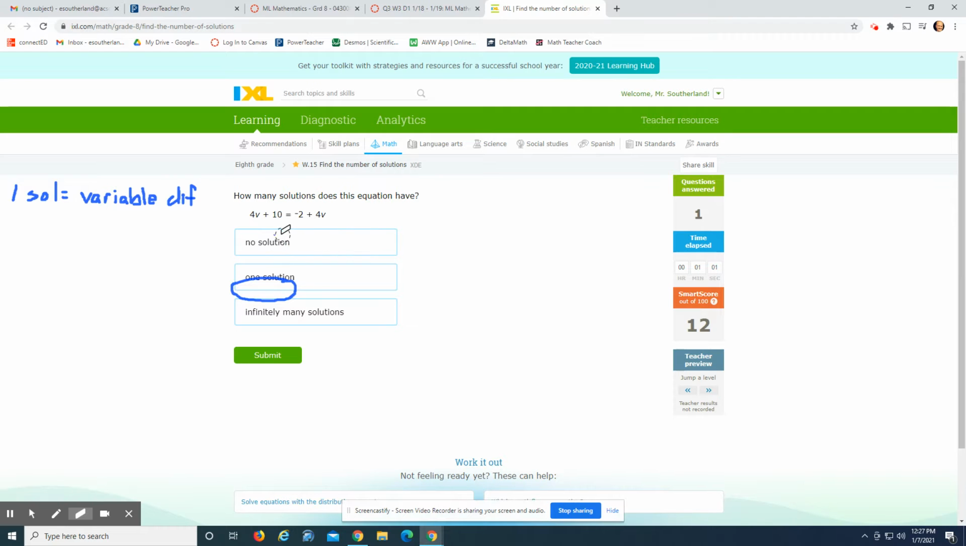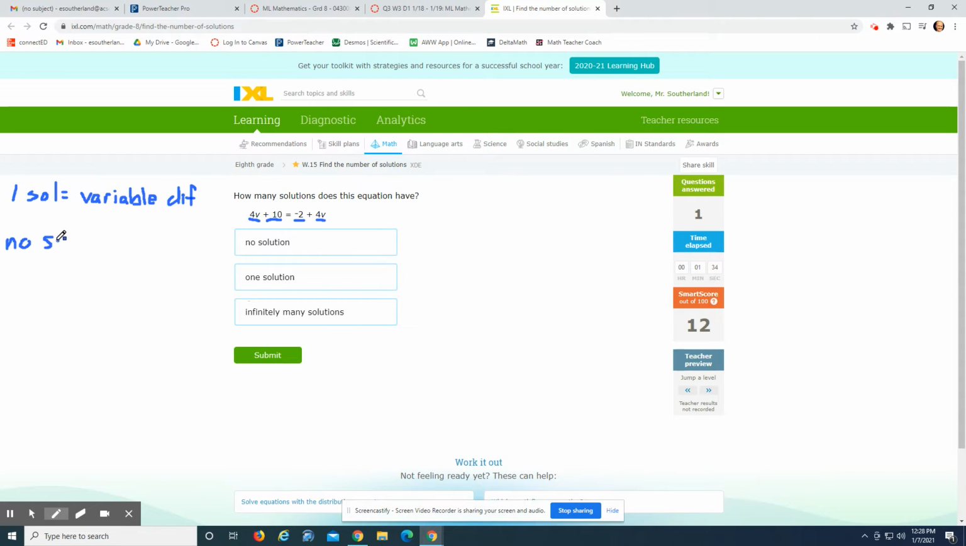Now I've run into a problem. When I look at this, I have 4V and 4V. They're both positive. So for this one, I'm going to look at the regular number. I've got plus 10 and negative 2. Those are different, so this would be no solutions. No solutions is if the regular number is different. So this answer is going to be no solutions.